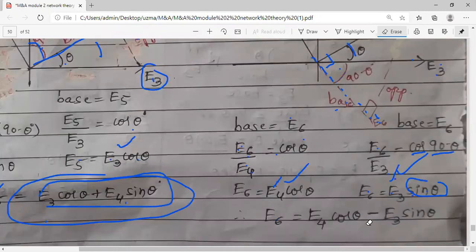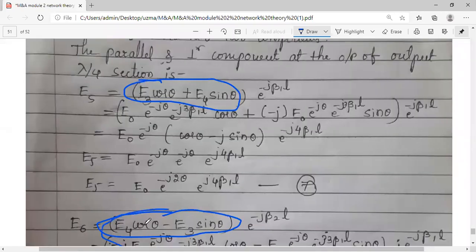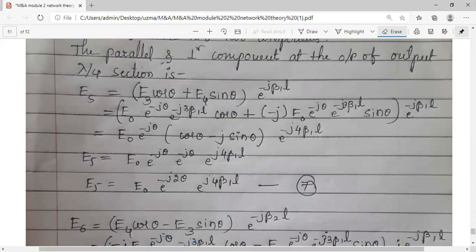E4 cos theta minus E3 sin theta. So the same amplitude value I have taken for E6. See, E4 cos theta minus E3 sin theta. So now you got how those amplitudes came. Now further simplification. Check the values.